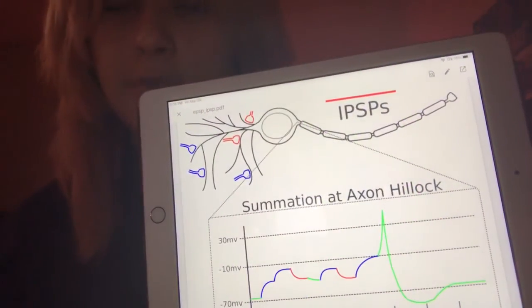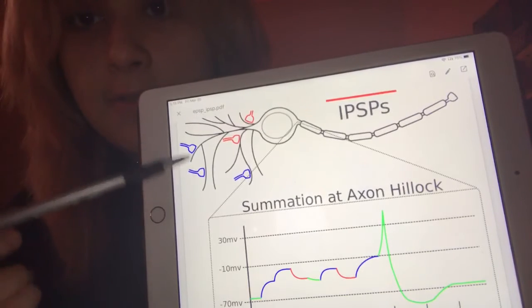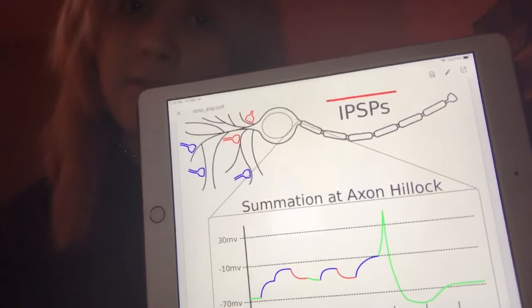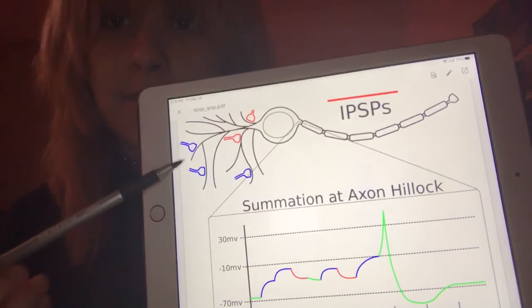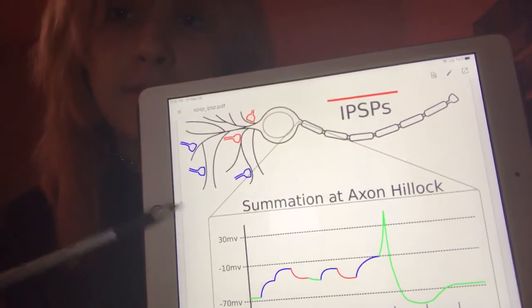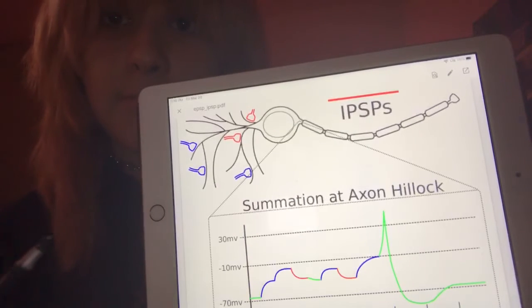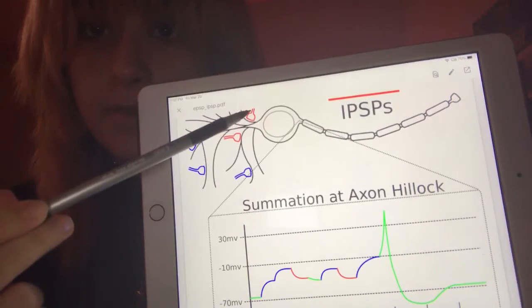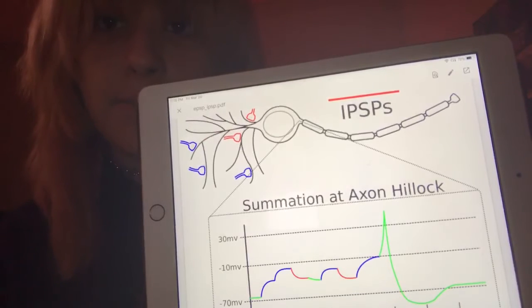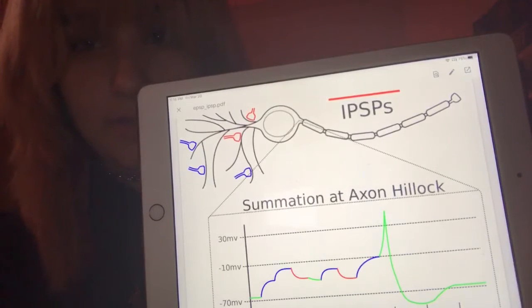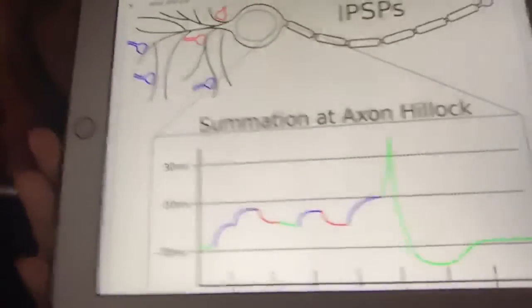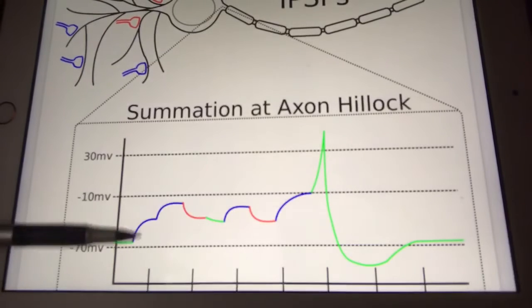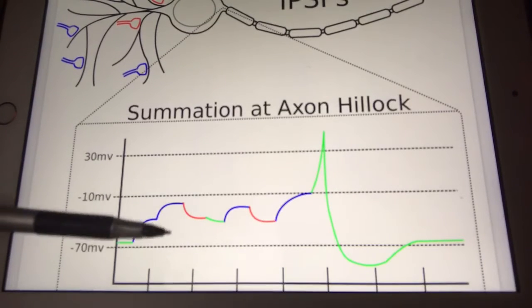Alright, and more on summation. For these two, the blue ones right here, you can see temporal summation happening because they are close enough in time. And for spatial summation, you can see the two red ones here because they're in two different locations, but they're occurring simultaneously.